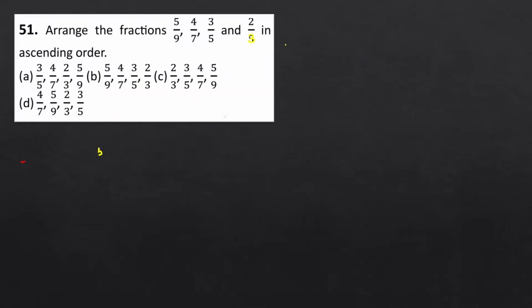We know the value of 5 by 9 as 0.55. 4 by 7: 1 by 7 is approximately 0.14, so you multiply it with 4. So it's going to be 0.57 approx. 3 by 5 is 0.6. 2 by 3 is 0.66. So they've already given it in the ascending order. So that is the order.